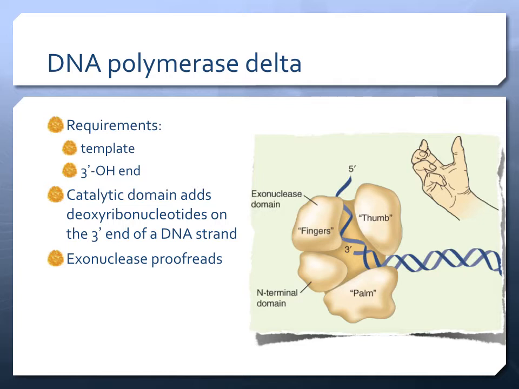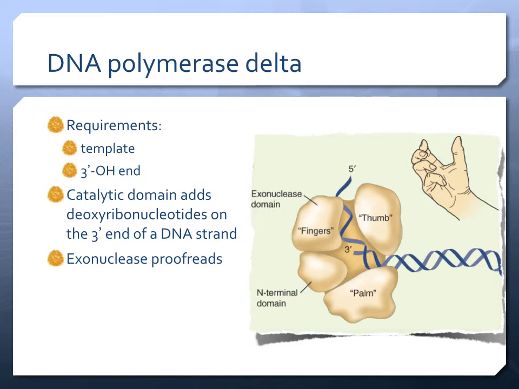Now, what happens in the polymerase is that the catalytic domain, which is the domain that catalyzes the reaction of addition, will catalyze the formation of the bond between the 5' phosphate of the entering nucleotide and the 3' end of the growing strand.